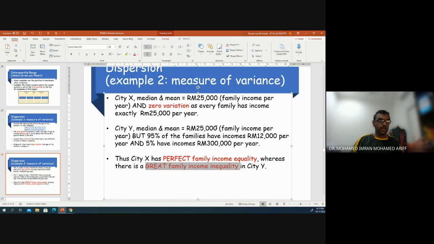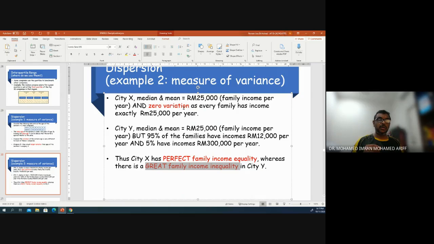Okay, so mungkin juga kalau you compare Bangkok dan Jakarta, you kata sama je rupanya. Rupanya people in Bangkok family income sama dengan people in Jakarta. Oh, sama je rupanya. Oh, okay. But actually when you go in deeper, you find that rupanya berbeza, sebab dia punya variation tu berbeza. Okay? The variation is so much bigger. So that's why we look at dispersion.